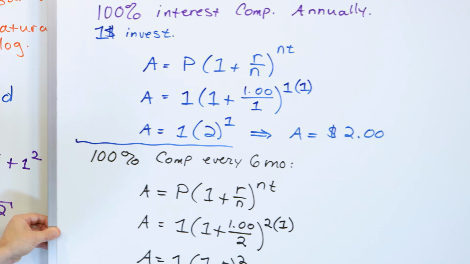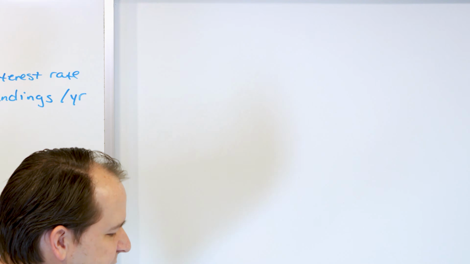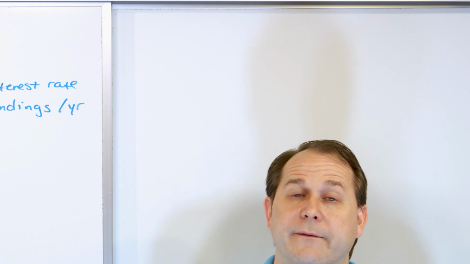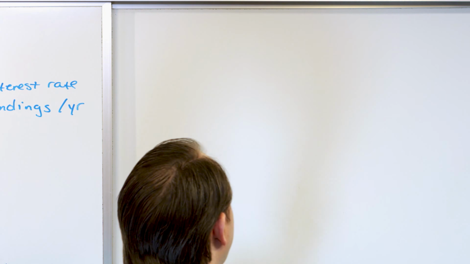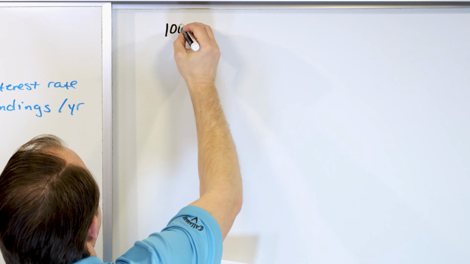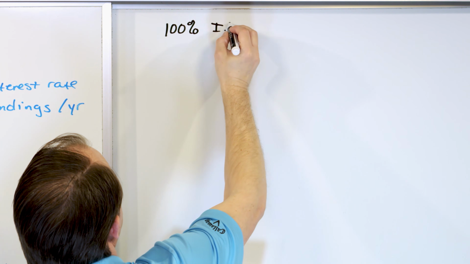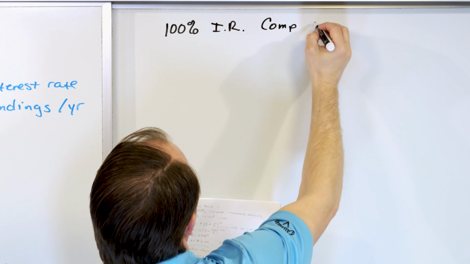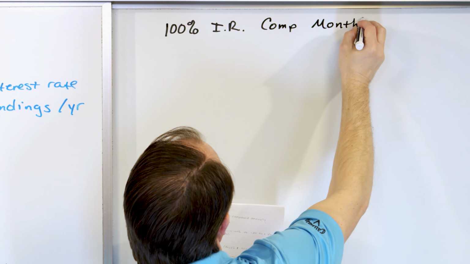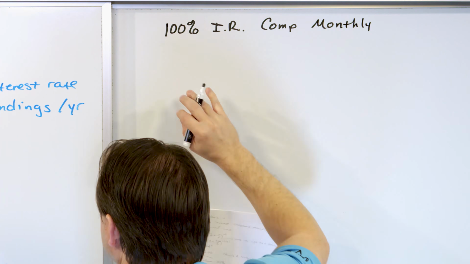Let's say I have an incredible bank that's going to give me 100% interest. Let's do it even more often. Let's calculate how much I'm going to get if I compound monthly, right? So what if I give you 100% interest rate, that's what IR means, interest rate, compounded monthly. Let's see what we have here.